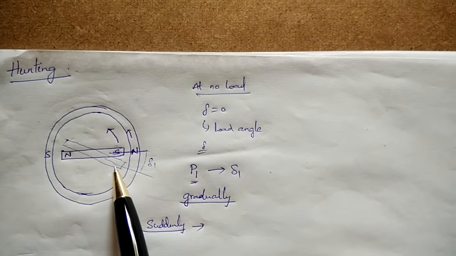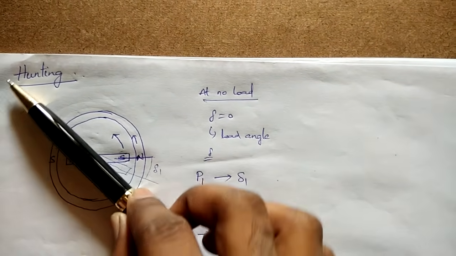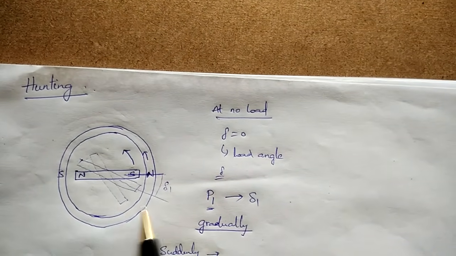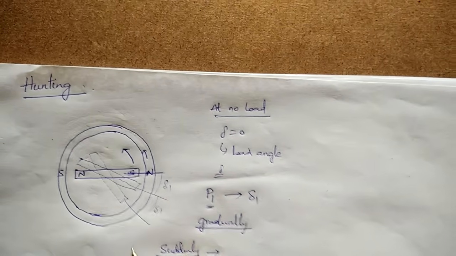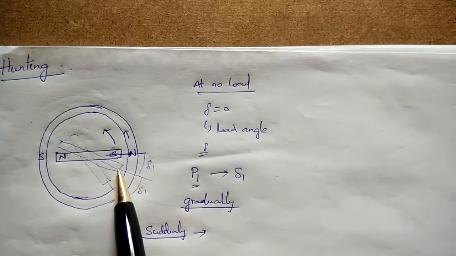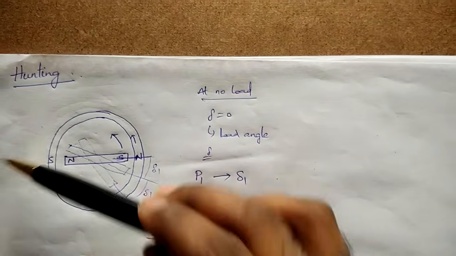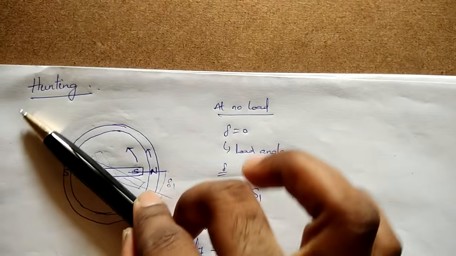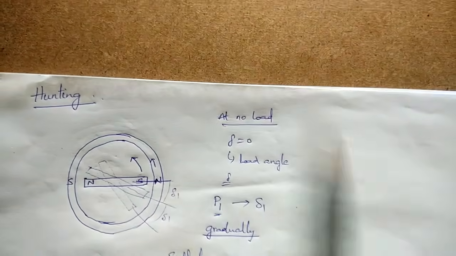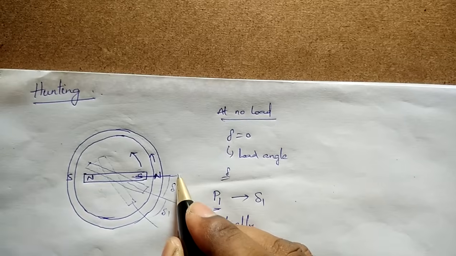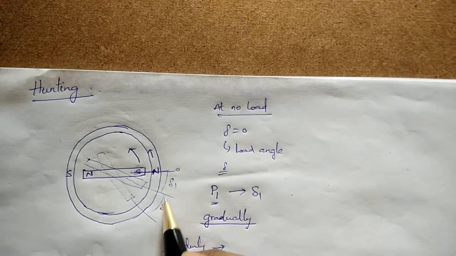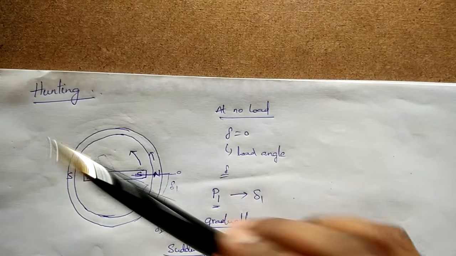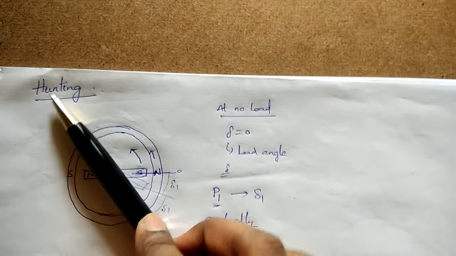But it will not stay there. It will come back again to another position like this, which will be another delta 1. Actually it has to stop here, but it will not stop because you put the load suddenly, so it will come to this position again. From this position it will go again to this position. Let us assume this is the no load position 0, this is delta 1, and this is another one, let it be delta 2. Again it comes to this position and again to this position.